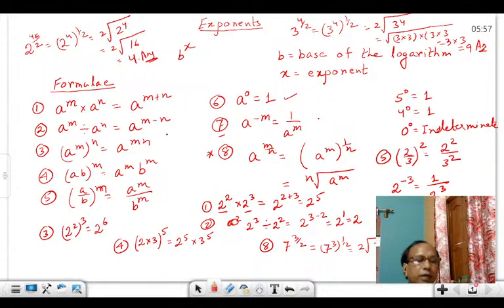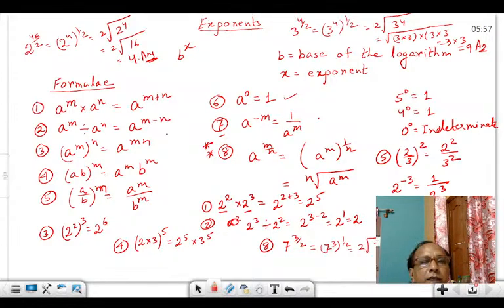In this way you can apply all the formulas, and the most important formula is this one: a to the power m by n equal to a to the power m to the power 1 by n, or nth root of a to the power m. This formula is very important, so you have to apply this formula, and you have to remember all these formulas for doing the exponents, right? Again I am explaining the formulas.